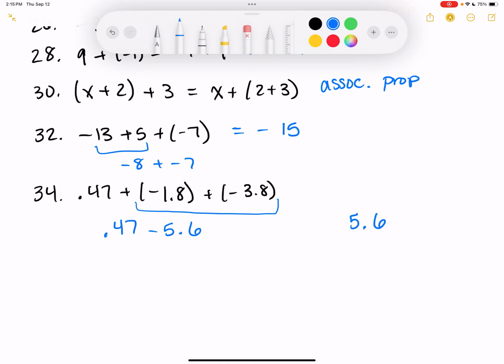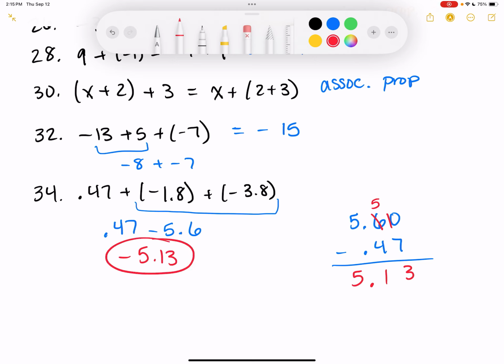So 5.6 minus 0.47. We've got to make sure that we stack things up so that they're lined up correctly. When we're adding and subtracting with decimals, things have to be stacked correctly. So take away 1, that's 3, that's 1, that's 5. So 5.13, and then is it positive or negative? Negative. So -5.13 would be the answer for that.